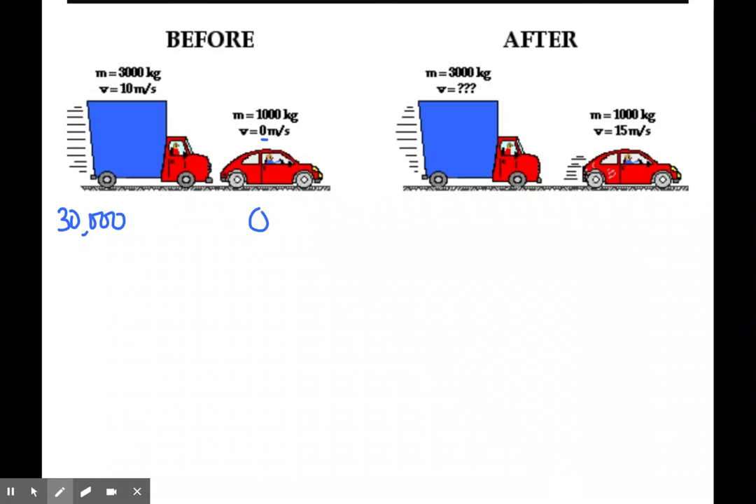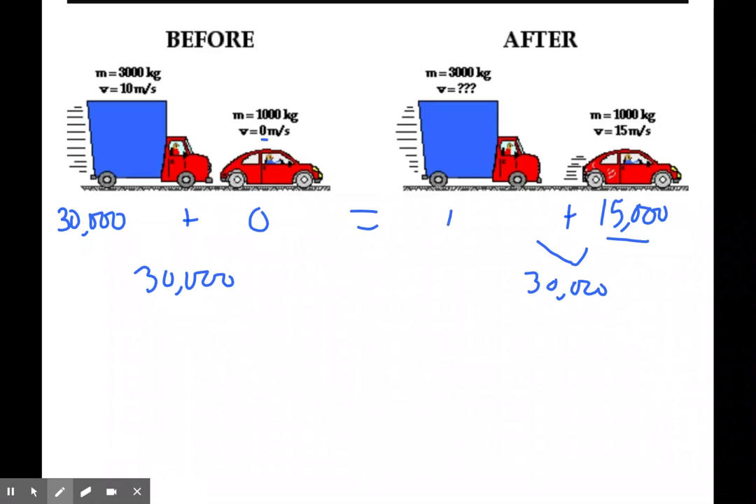Then we have the car afterwards. It gives us 1,000 and a velocity of 15. So we've got 15,000 there. Well, we said when we looked at the birds that the momentum before has to equal the momentum after. So if the total was 30,000 before, then the total after has to be 30,000. So that means if the car is 15,000, then the truck has to be 15,000 at this point. So you can see that the truck has transferred some of its momentum to the car.